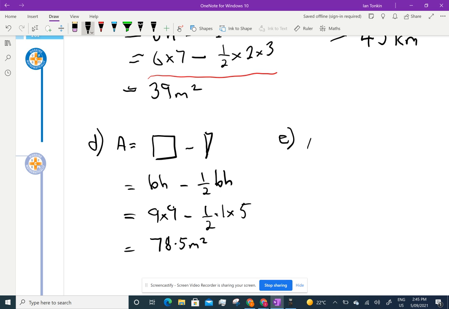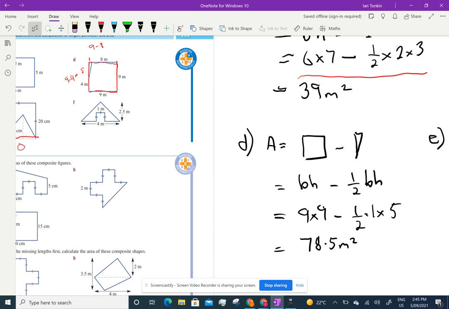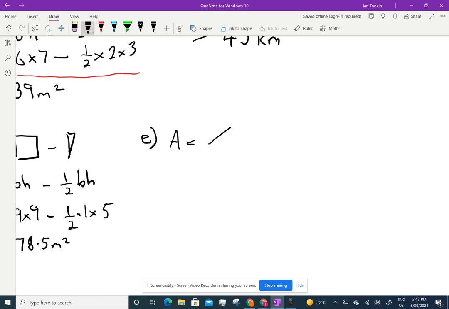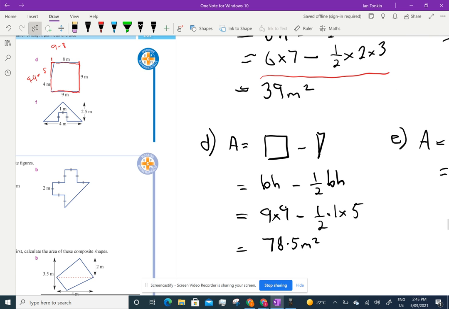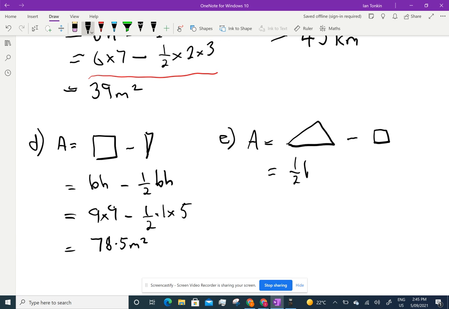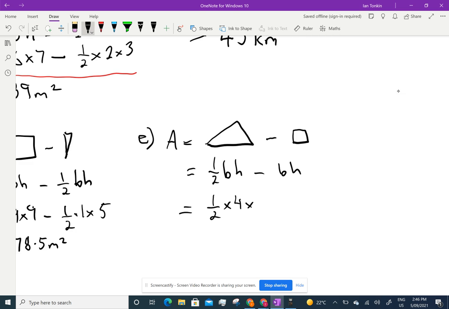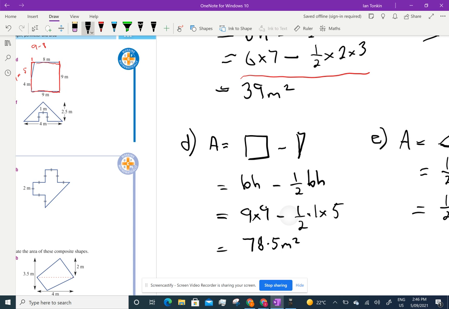And what have I got? Well, the area, well, I'm pretty sure there's a big triangle. I'm going to take away a little square. So I've got a big triangle and I'm going to minus that little square. Well, the big triangle, what's its base? Well, that's 4. So it's a half base times height, and the square is BH. And the base of the triangle is 4. What's the height of the triangle? 2.5. And the square, it's 1 times 1.